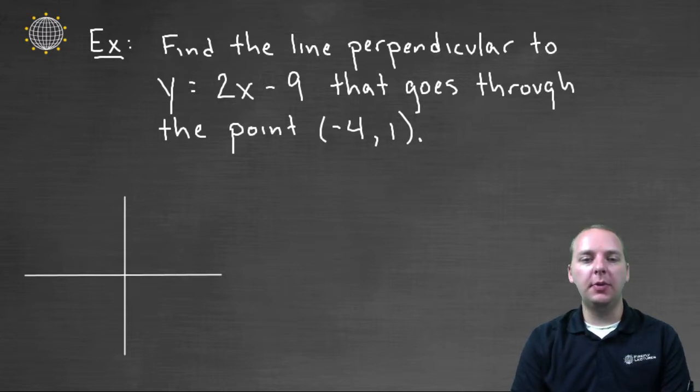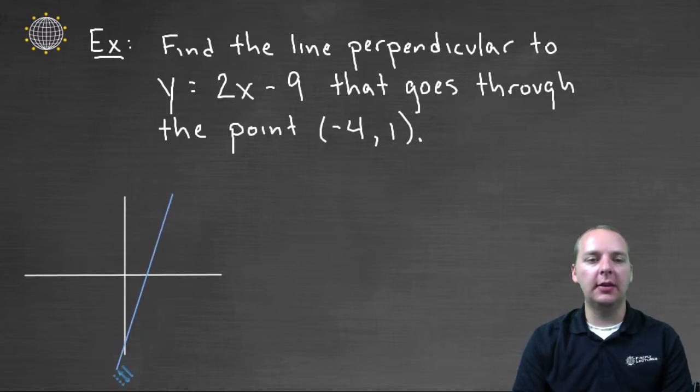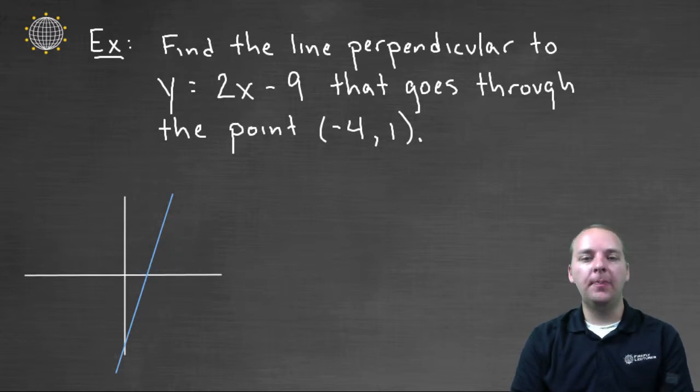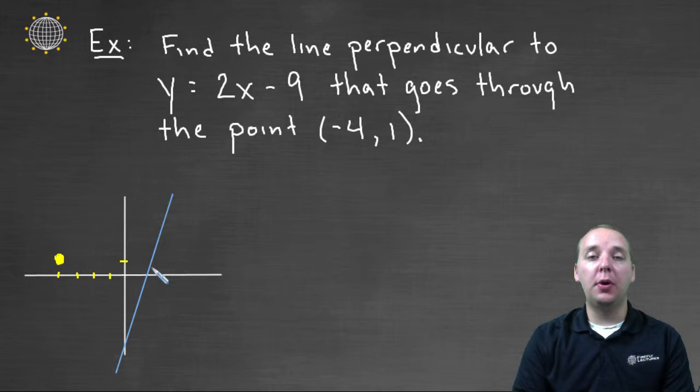So let's see. First of all, let me give a rough sketch of what y equals 2x minus 9 would look like. It'll look something kind of like this, a y-intercept way down here at negative 9, positive slope of 2, which means you go up 2 over 1, up 2 over 1. And then it says our line actually goes through the point negative 4, comma, positive 1. So our line goes through the yellow dot, but is perpendicular to this blue line.